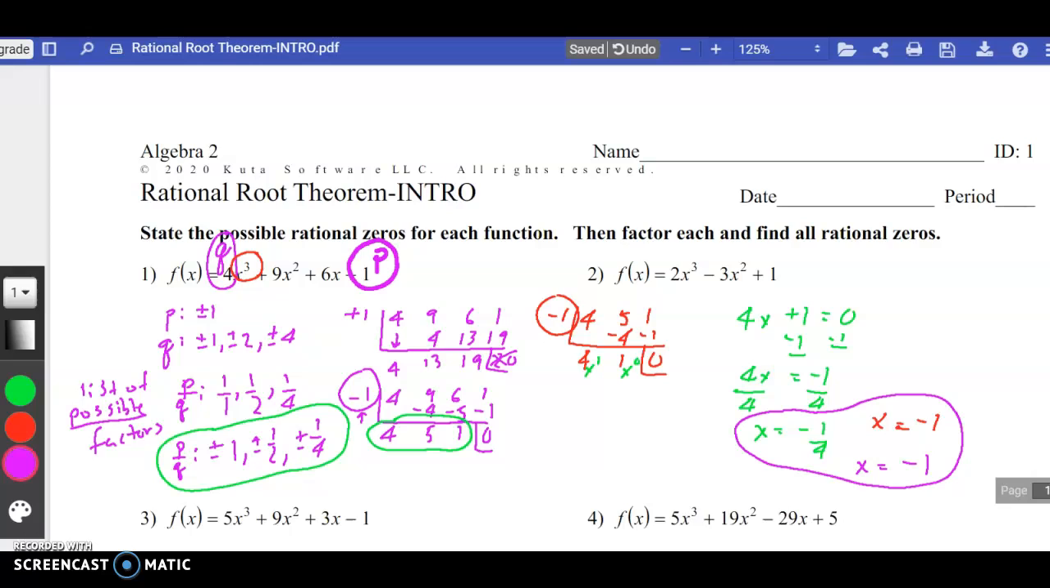I would recommend going through each problem and just finding the P over Q list, starting with that. Leave some room to do your synthetic division, and then finally go back and do the synthetic division, find your roots. I hope you find this helpful.